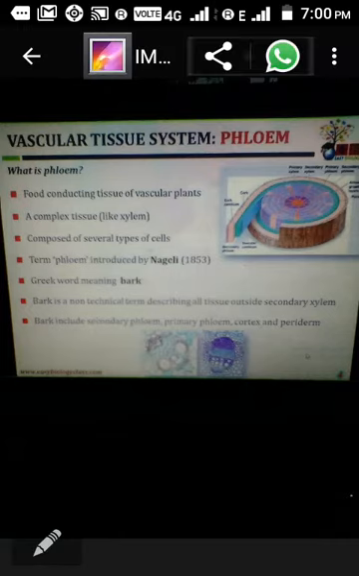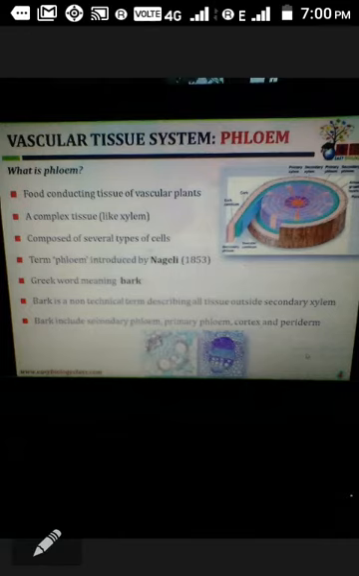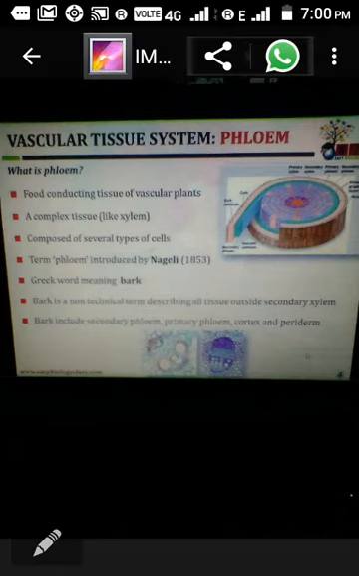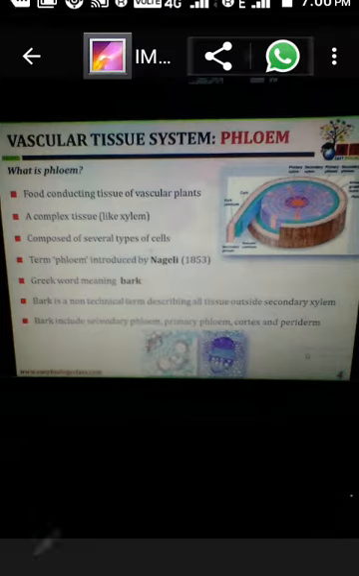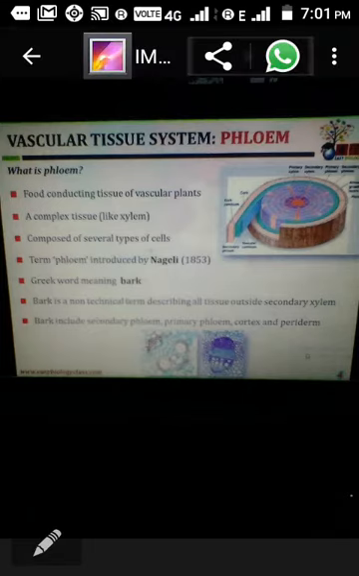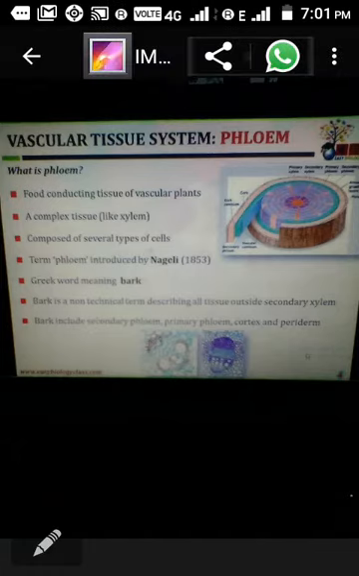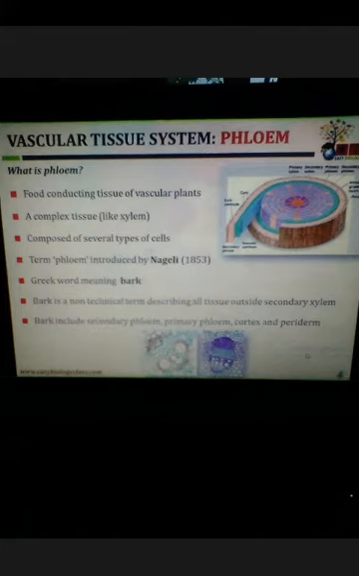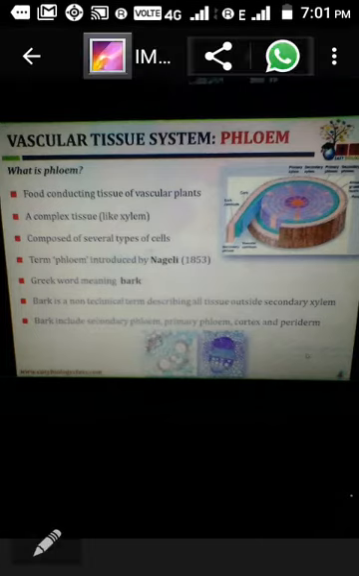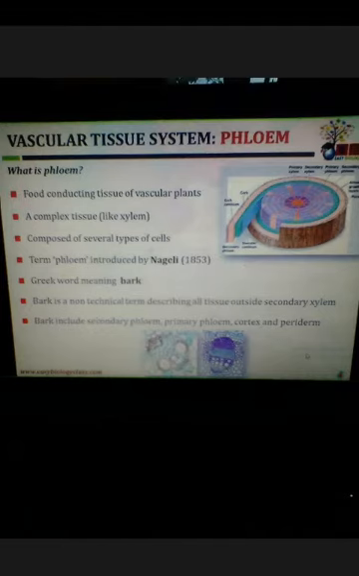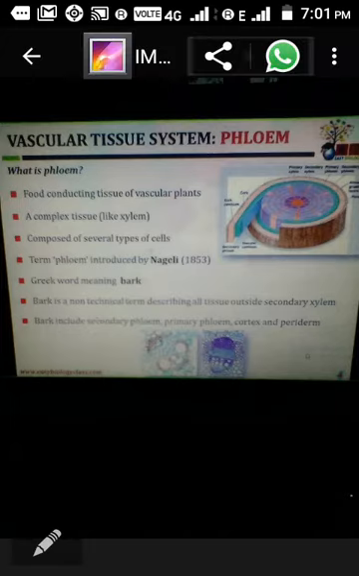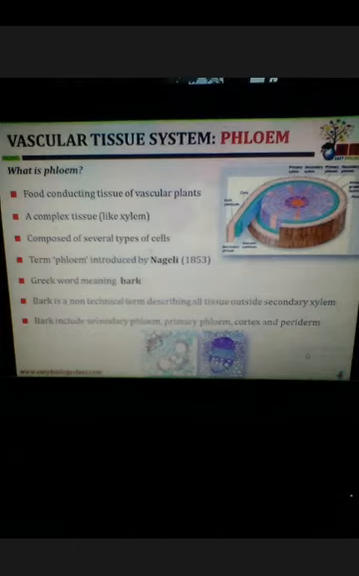It is a complex tissue, not like simple tissues like meristems. It is composed of several types of cells. The term phloem was introduced by Nageli for the first time. In Greek, it means bark. Whatever we are seeing as bark is botanically the phloem.